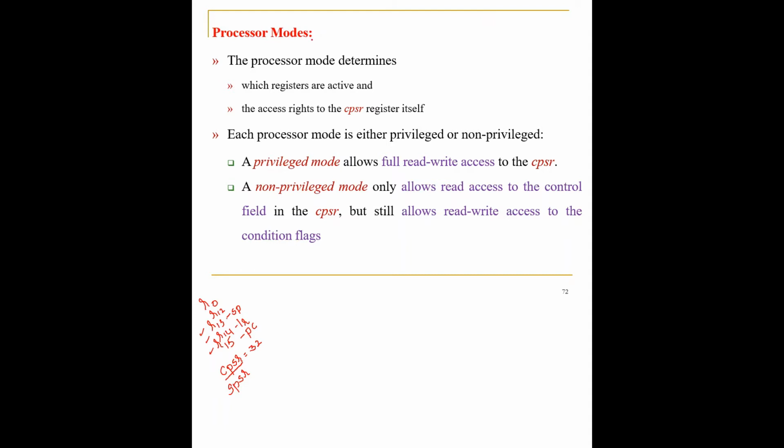Basically, the processor mode determines which registers are active and the access rights to the CPSR register itself. When I speak about the modes of the processor, the modes are divided into two. One is called privileged mode, and the other is called non-privileged mode.